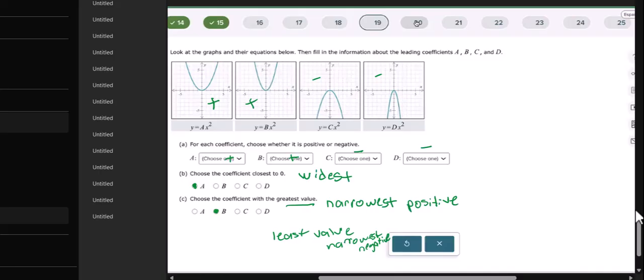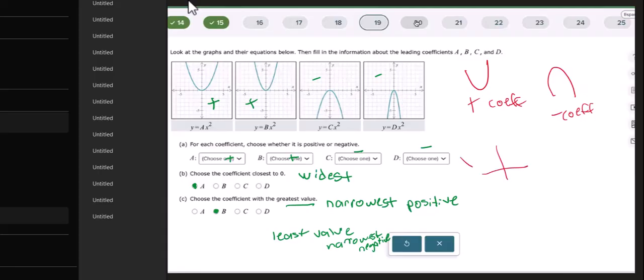All right, so for these parabolas, when you see one of these, opening up is positive coefficient, opening down is negative coefficient. Coefficient closest to 0 is the widest.